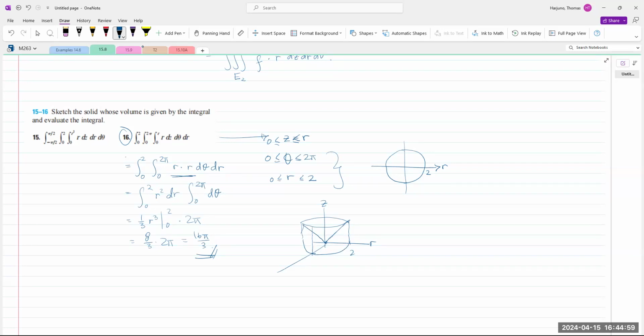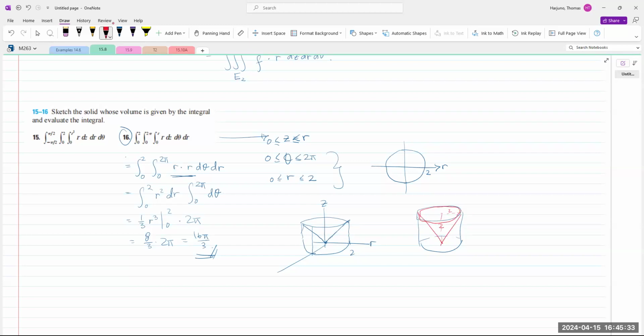It is like a circular cylinder, but then you cut the cone away. Okay, that's a circular cylinder, but you cut the cone away. Now the radius of this cone is 2, and the height is also 2.